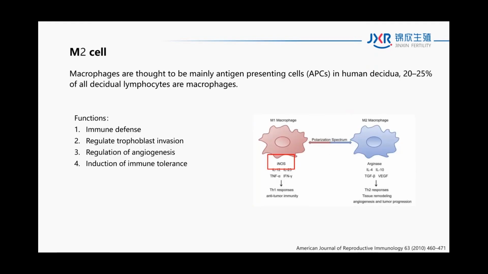The second type of immune cells is macrophages. Its surface markers are CD68 or CD163. Its functions are immune defense, regulation of trophoblast division, regulation of angiogenesis, and induction of immune tolerance.